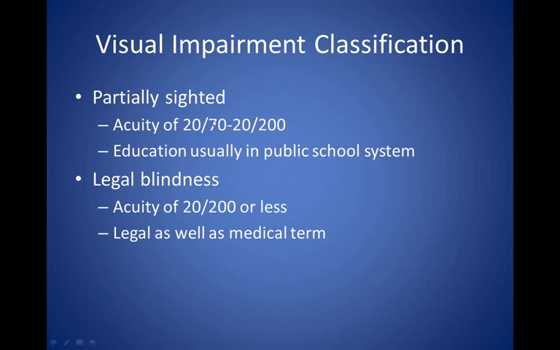If a person is 20/70 to 20/200, that's partially sighted. You are considered legally blind if you're 20/200 or less. So if that number 200 gets bigger, that's worse. That means a normal person can see at 200 feet what this person has to be standing at 20 feet to see.